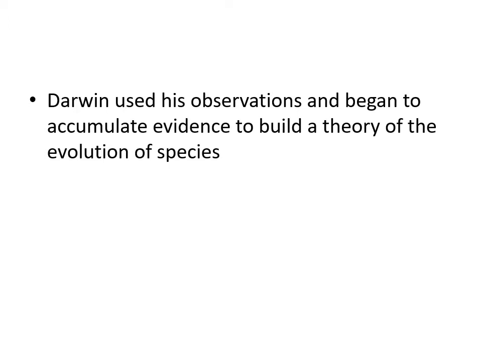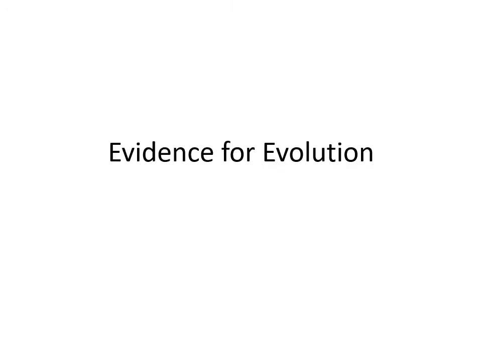So Darwin used his observations and began to accumulate the evidence to build a theory of the evolution of species. Here are three of the main points of the evidence for evolution at the time, as well as some modern evidence to add in.